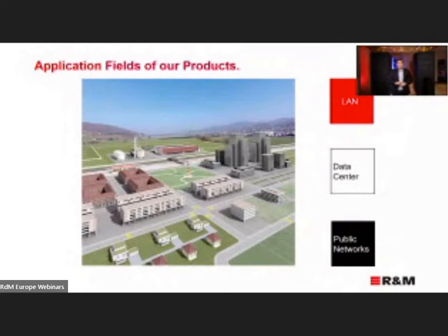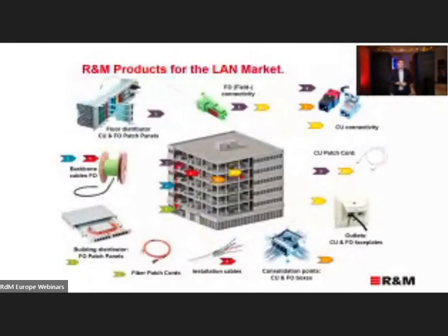Of course, with our portfolio, we can cover all needs for LAN cabling, data center cabling, and FTTX, which means fiber to the something. Yes, fiber to the home, fiber to the desk, fiber to the antenna. This is all we have for passive infrastructure. In LAN cabling, we have today everything from fiber optic to copper.